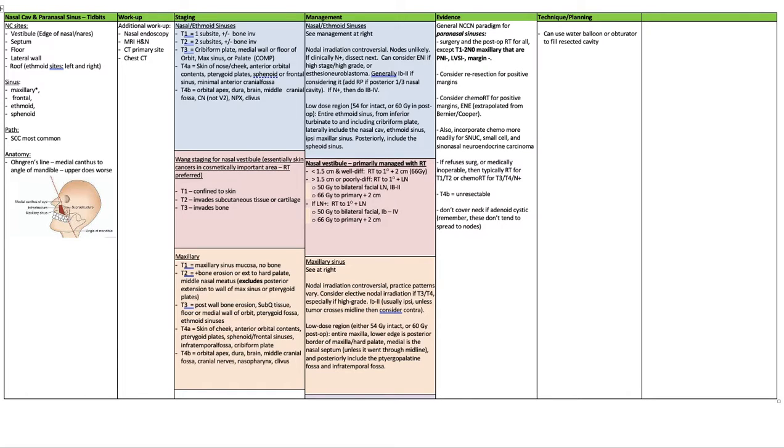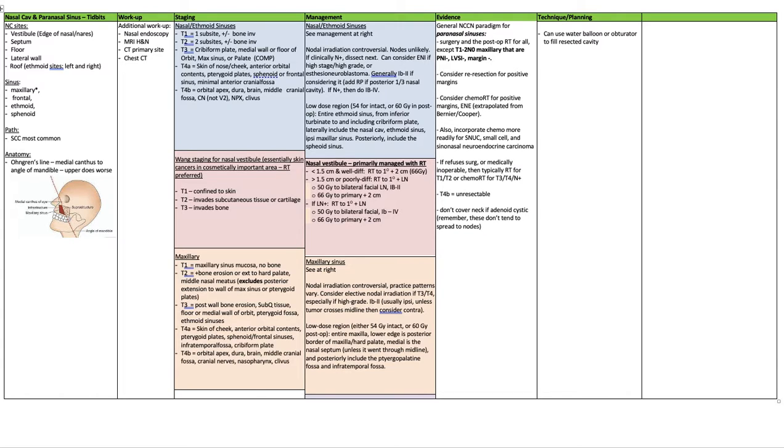Staging for nasal and ethmoid sinuses: T1 is one subsite plus or minus bone invasion. T2 is two subsites plus or minus bone invasion. T3 is cribriform plate, medial wall or floor of the orbit, the maxillary sinus or the palate, COMP: cribriform plate, orbit, maxillary sinus or palate.